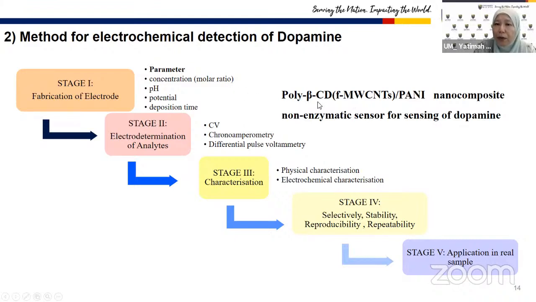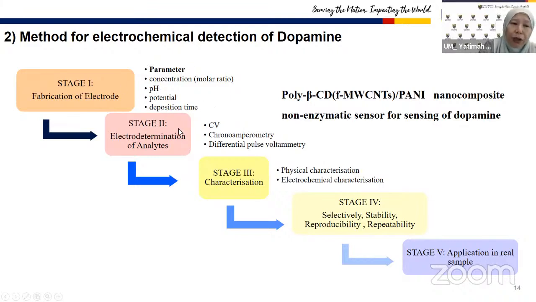For example, in this case, the modified electrode is poly beta-cyclodextrin with multi-wall carbon nanotubes and polyaniline. So it does not consist of only one material, but a combination, a composite. We have beta-cyclodextrin, multi-wall carbon nanotubes, and also a polymer, and this has been deposited. It depends on the different parameters. A lot of work has been done on this particular stage.